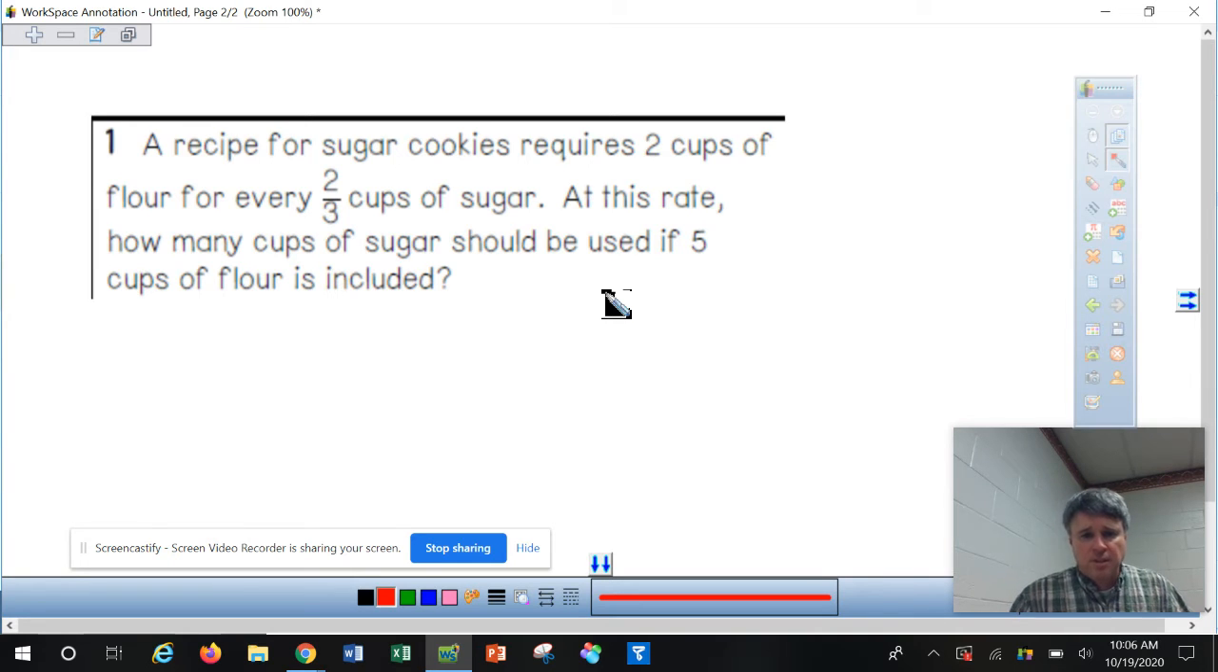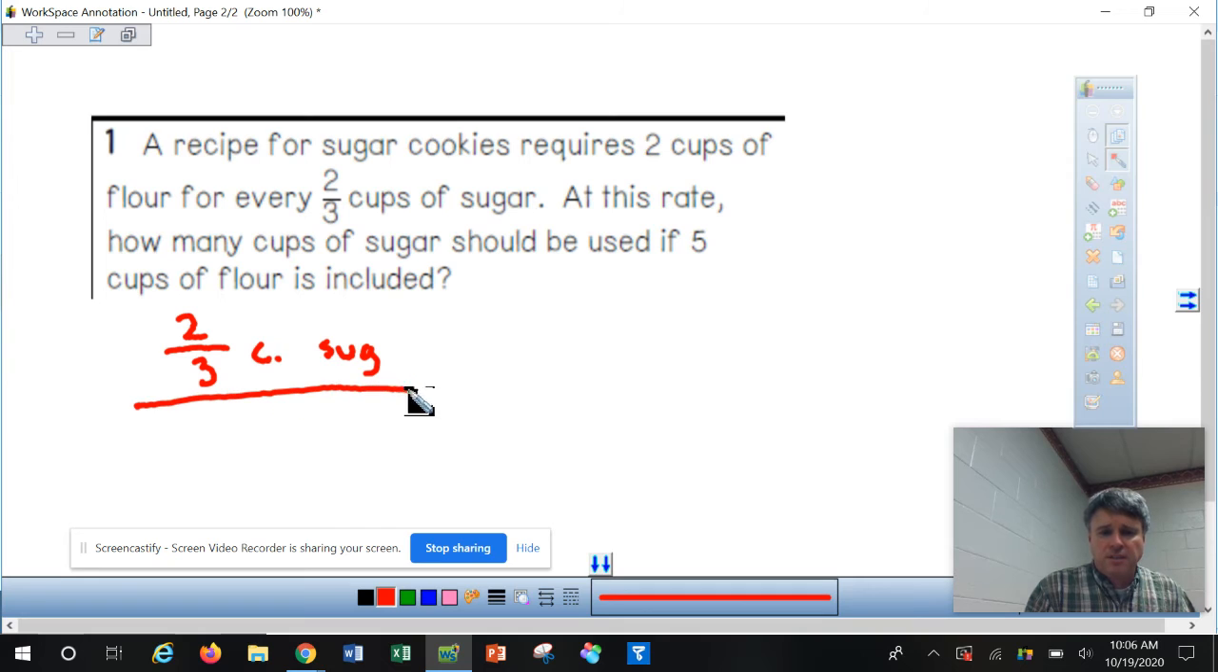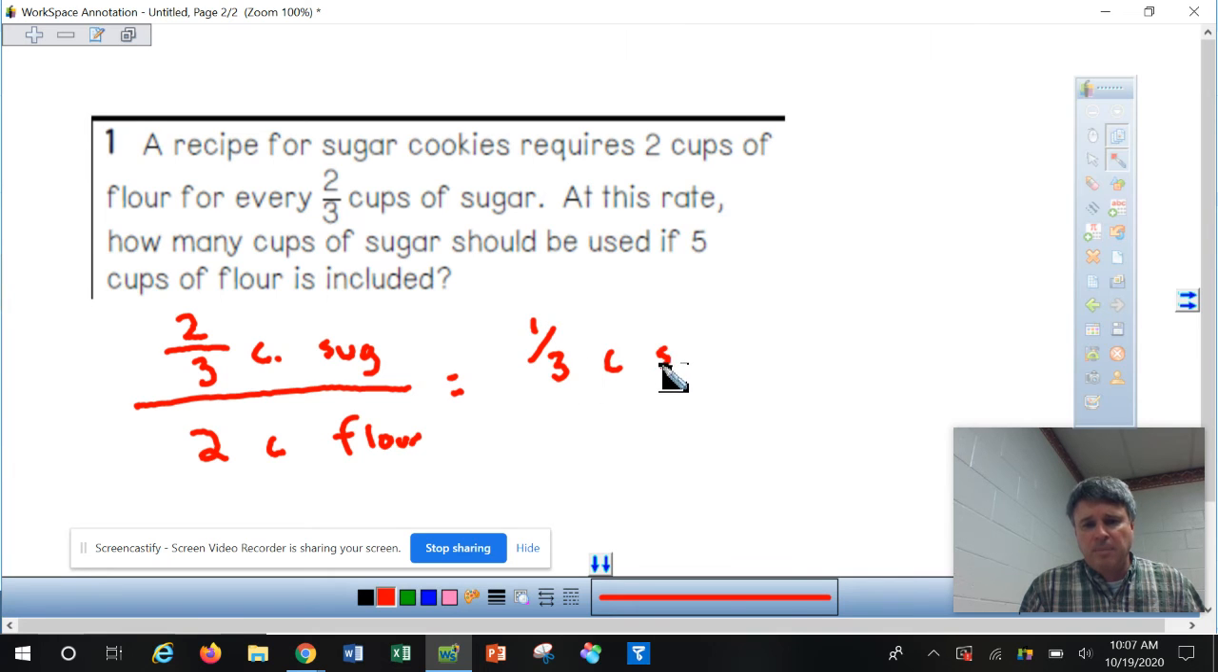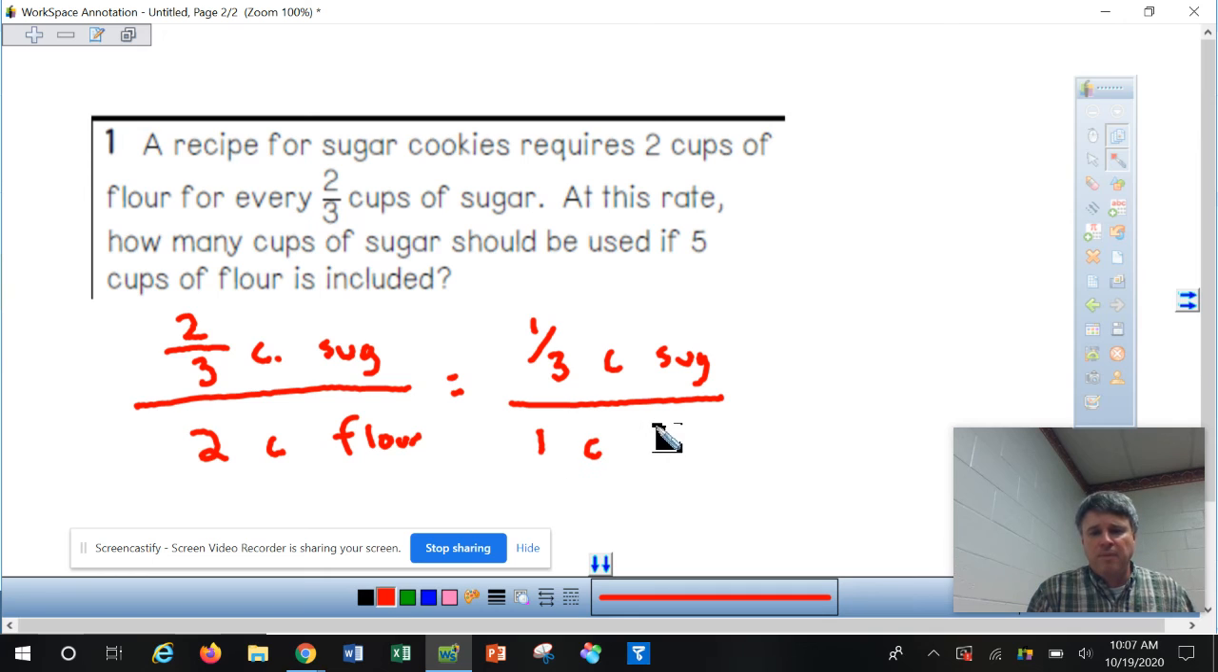5. So then I'm going to set my rate up a little bit differently. I'm going to say 2/3 of a cup of sugar per 2 cups of flour. Because remember, my goal is to find out how much for 1 cup of flour. I'm just going to multiply that by 5. So I can do that. I'll just do this division, 2/3 divided by 2. So that's just going to be 1/3 cup of sugar per 1 cup of flour.